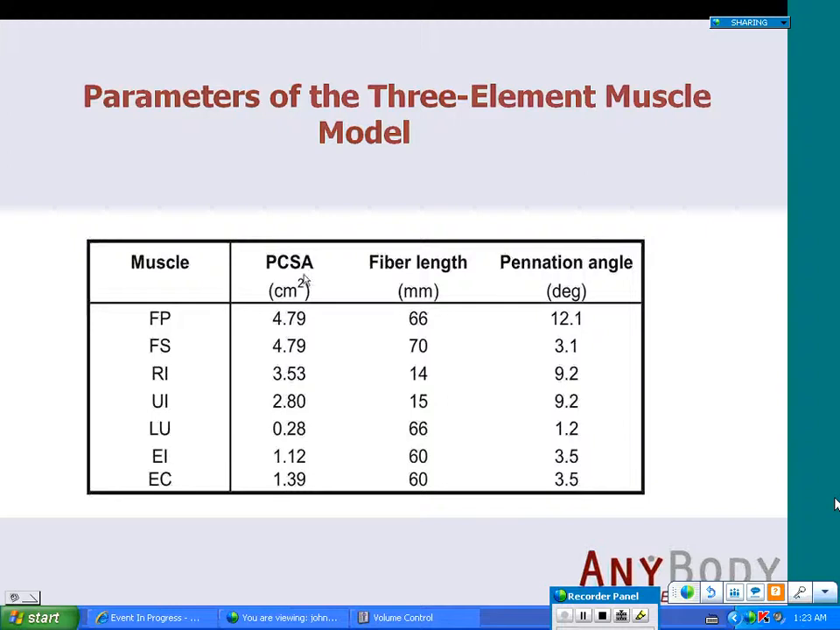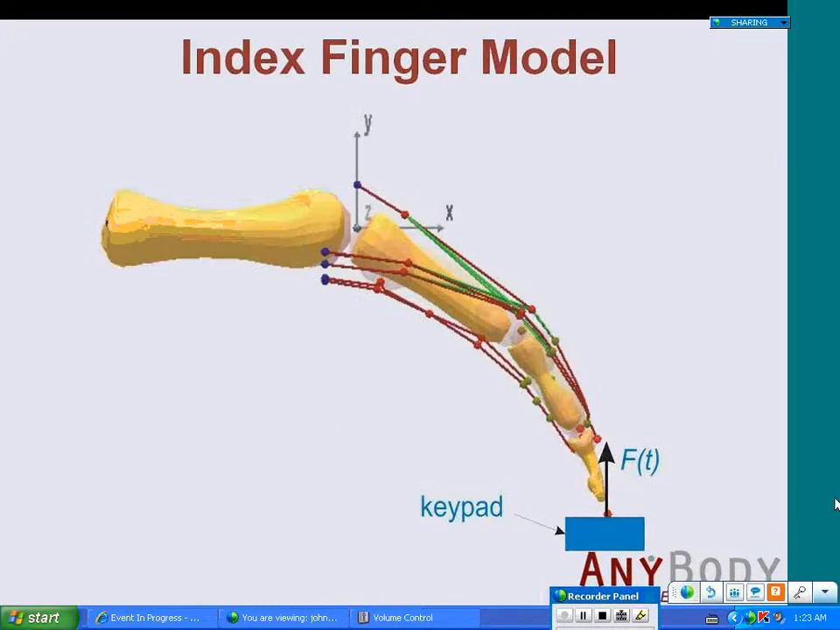This figure shows all the muscle parameters we use in our calculation: physiological cross-sectional area, fiber length, and pennation angle. All these data are also published in the literature. They are just collected and fit into our model. So this is our model. We put it together, then we have a model. The model is actually the numerical reconstruction of a finger.